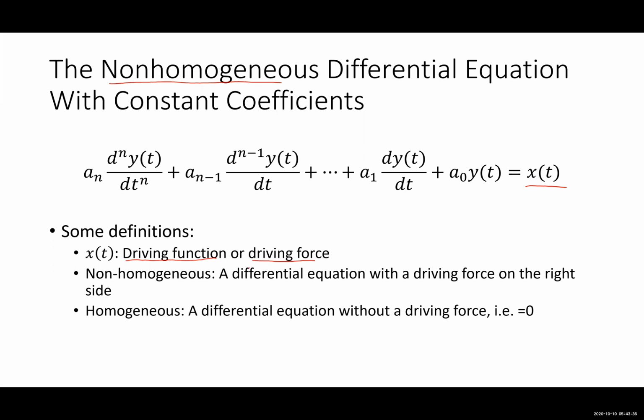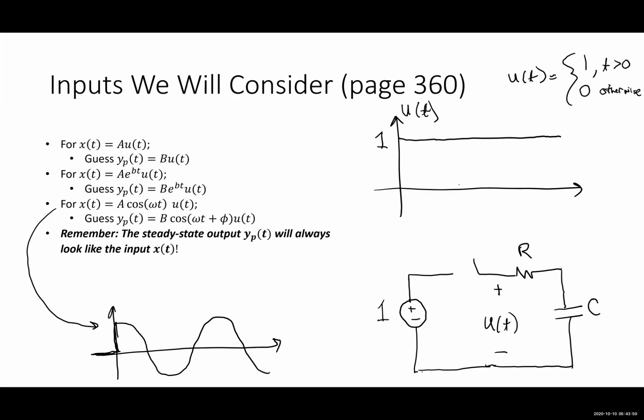We call it non-homogeneous, of course, because it has that x of t. If there isn't an x of t over here, we call it a homogeneous differential equation. And we deal only with constant coefficients, okay? All right, and this is our general form. And we said we dealt with a couple of different types of inputs, all right? We said we were going to deal with step inputs, exponential inputs, and sinusoidal inputs.